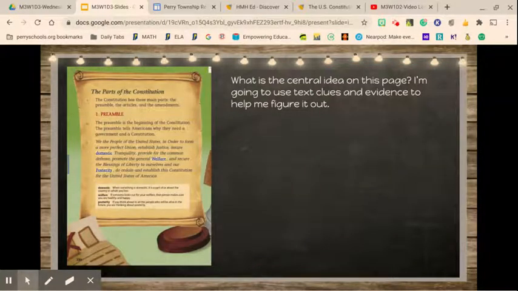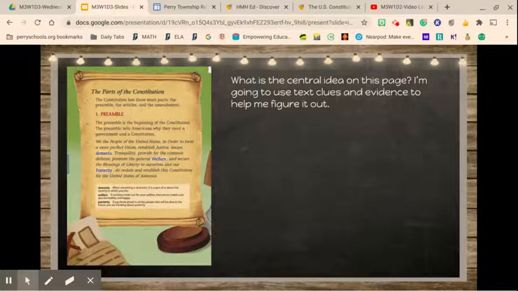All right, so looking at this next page, the parts of the Constitution. The Constitution has 3 main parts: the preamble, the articles, and the amendments. 1. Preamble. The preamble is the beginning of the Constitution. The preamble tells Americans why they need a government and a constitution. We, the people of the United States, in order to form a more perfect union, establish justice, ensure domestic tranquility, provide for the common defense, promote the general welfare, and secure the blessings of liberty to ourselves and our posterity, do ordain and establish this Constitution for the United States of America.